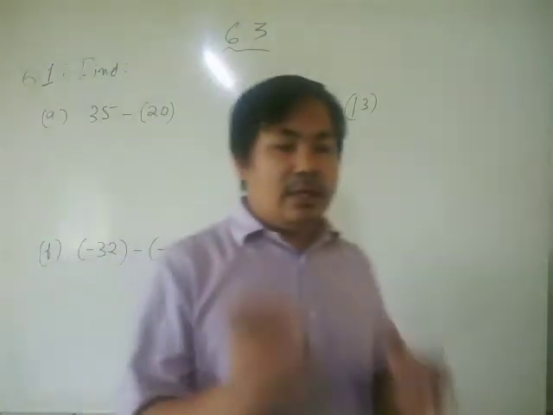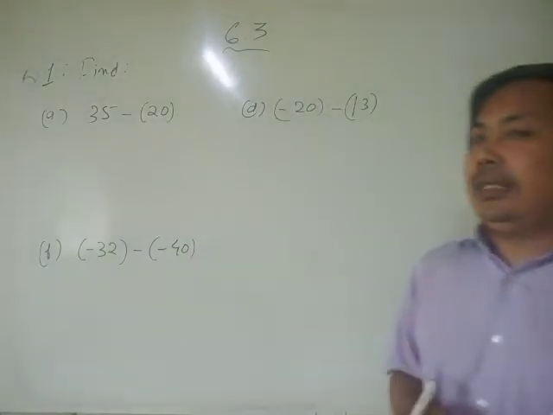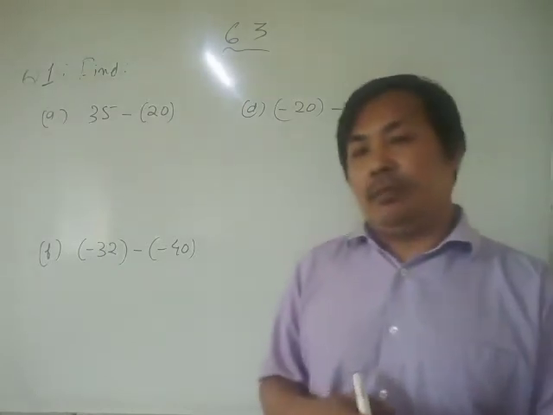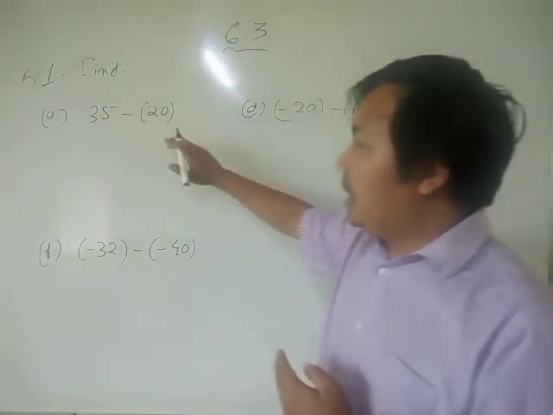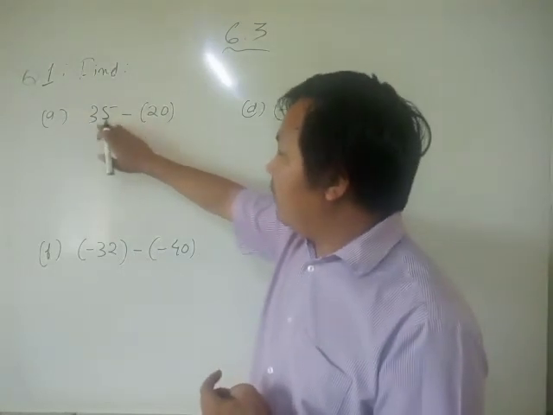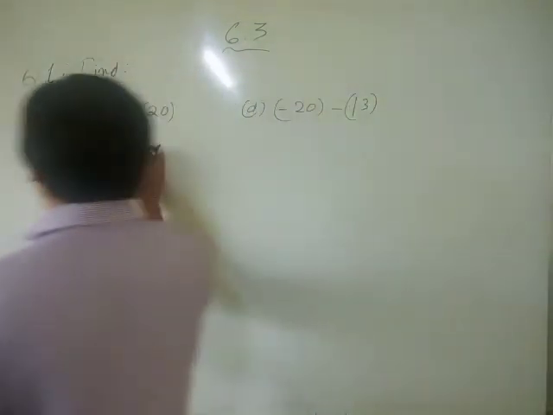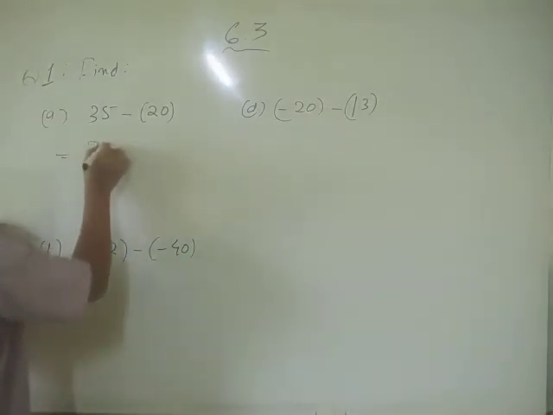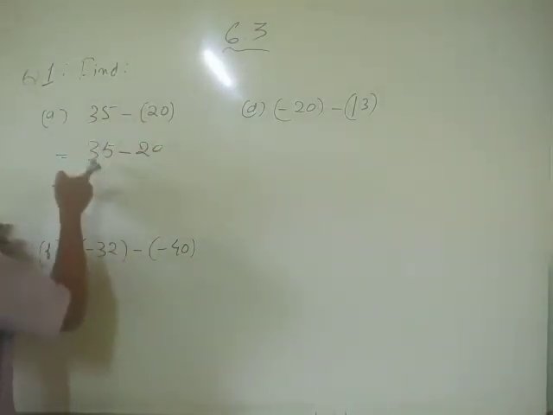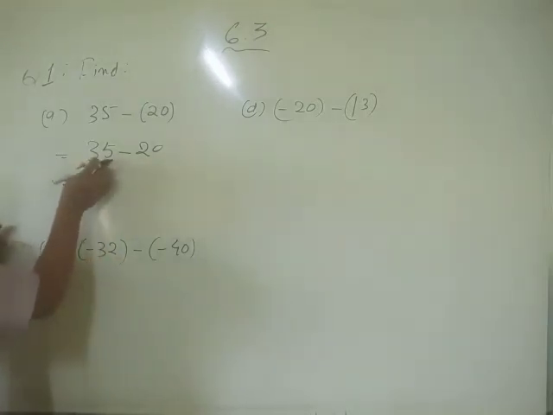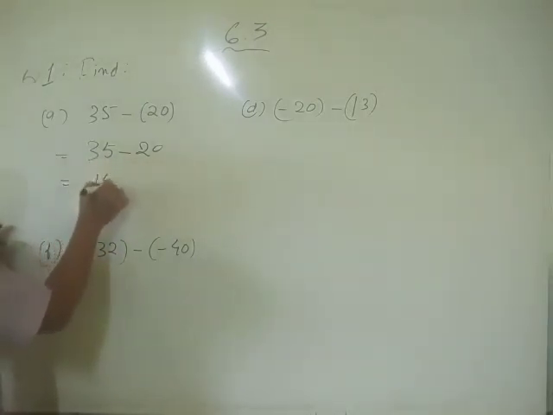Hello students, the next exercise we have is exercise 6.3, the last exercise of the chapter. You see, my dear student, find. What is it asking here? Find 35 minus 20. 35 minus 20, you just see 35 and open the bracket, no sign, just keep this sign as 20. 35 minus 20, how much do you get here? 15.